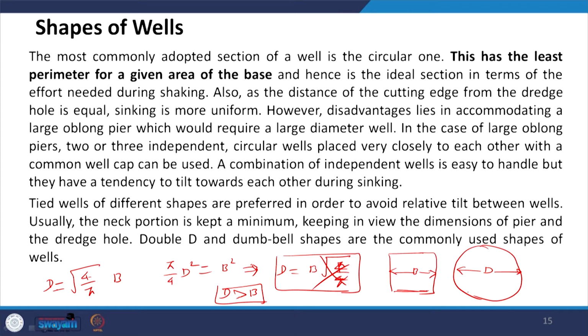However, the disadvantage lies in accommodating a large oblong pier, which would require a large diameter well. In the case of large oblong piers, 2 or 3 independent circular wells placed very close to each other with a common well cap can be used. A combination of independent wells is easy to handle, but they have a tendency to tilt towards each other during sinking. So, circular is the first choice, but suppose you have a pier which is more oblong in one direction; in that case circular is not going to be economical. Then you need to select either 2 circular sections connected with some neck, which we are going to discuss.